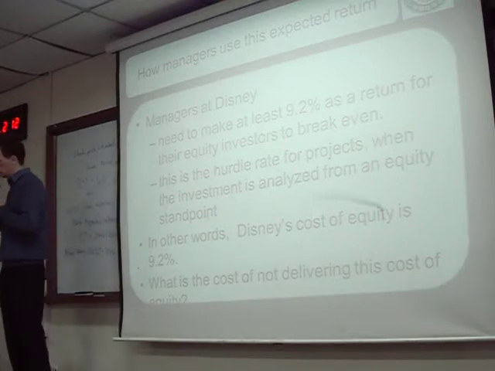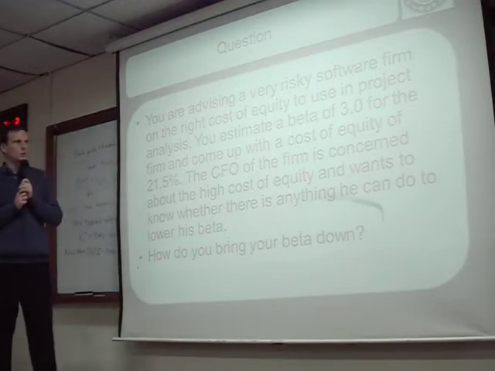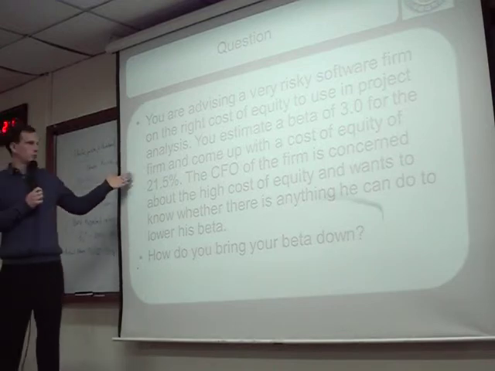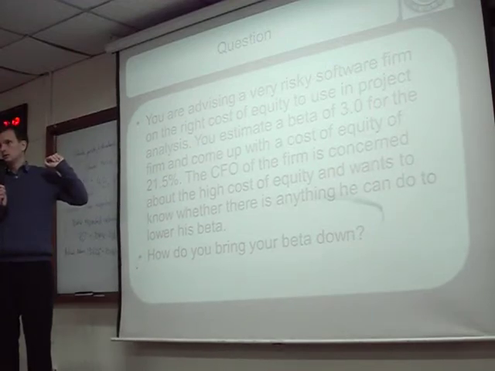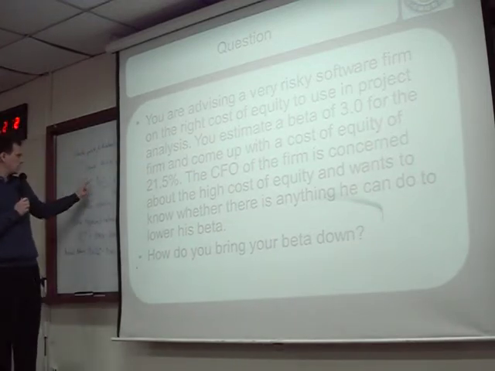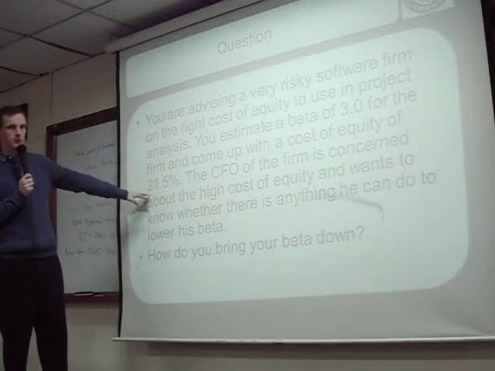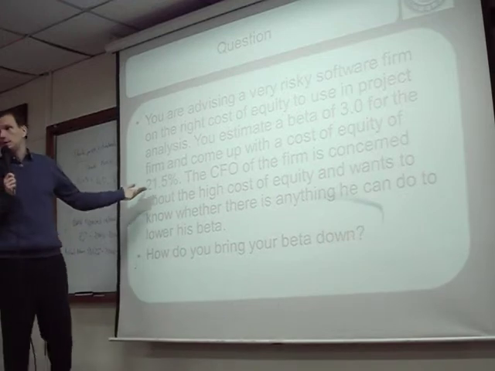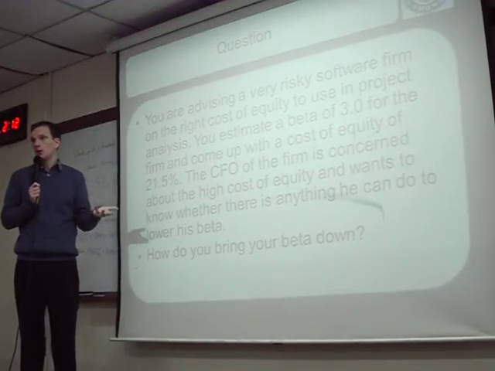You are advising a very risky software firm on the right cost of equity to use in project analysis. You estimate a beta of 3 for the firm. Does that make sense for a software firm, a high beta? Yes. Software firms are more risky or less risky? More risky. So it has a high beta, right? If you put 3 in the equation, it's going to multiply by a lot, right? 3 sixes is 18. So we come up with a cost of equity of 21.5%. So we have to expect this software company is making a profit of 21.5% a year. Otherwise, we're not going to invest in that company.